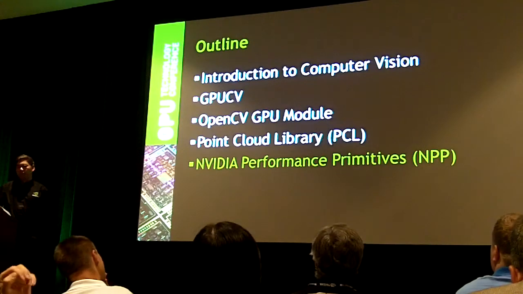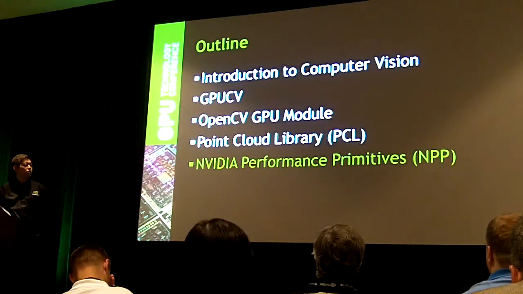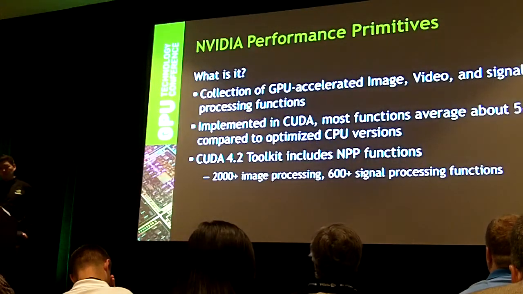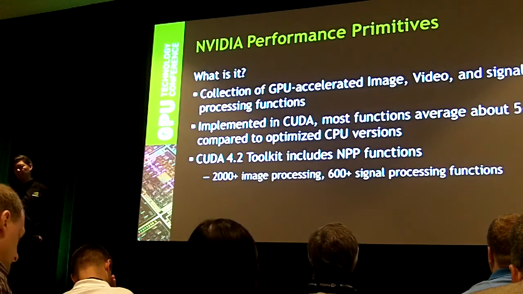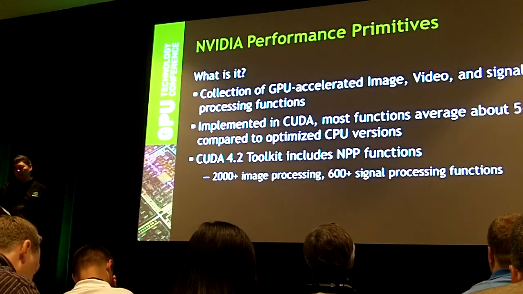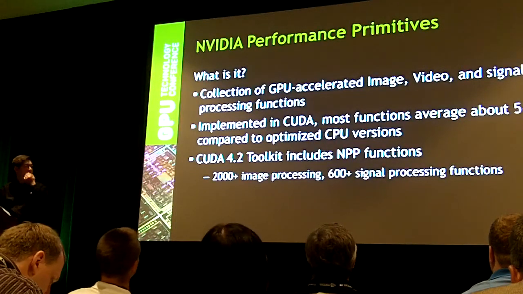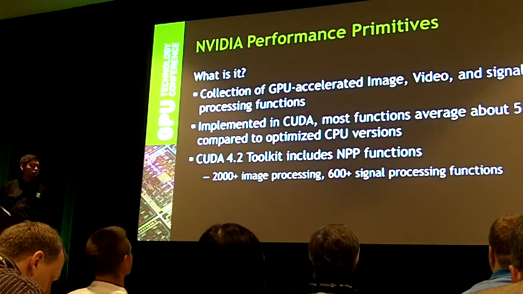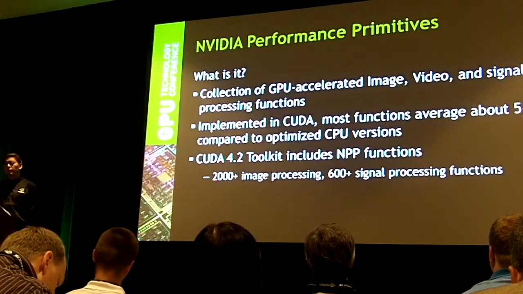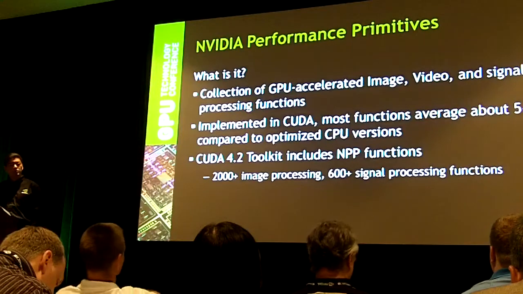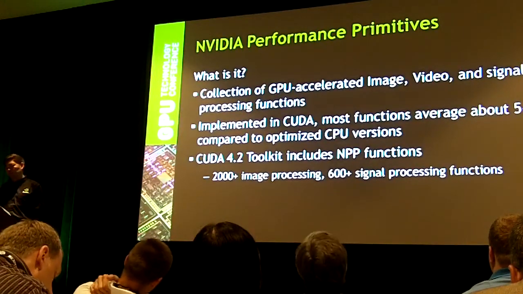And the last library I'll cover is the NVIDIA Performance Primitive Libraries. This is a collection of GPU-accelerated image, video, and signal processing functions. It is implemented entirely in CUDA, and in most functions we average about 5 to 10x compared to the optimized CPU versions. With the CUDA 4.2 Toolkit, we have about 2,000 image processing functions and more than 600 signal processing functions available.